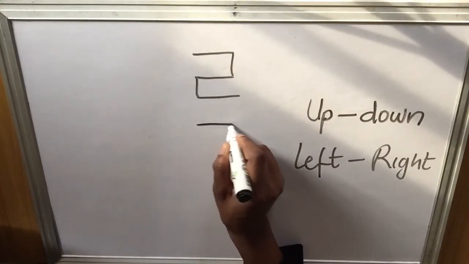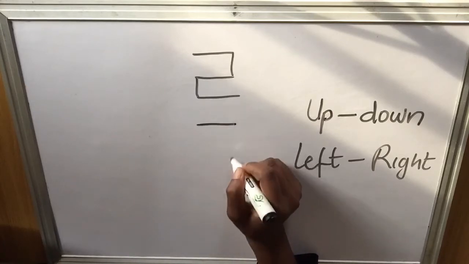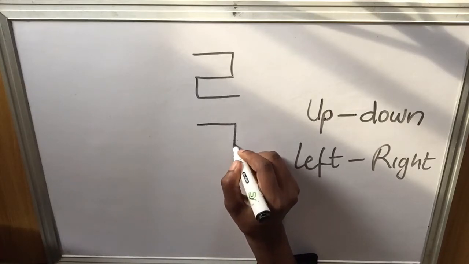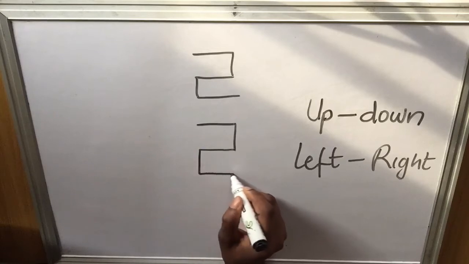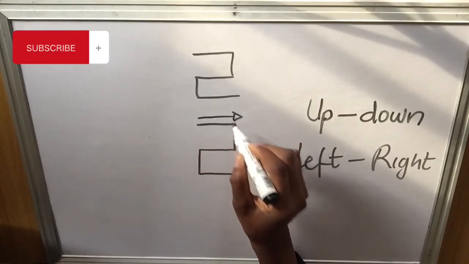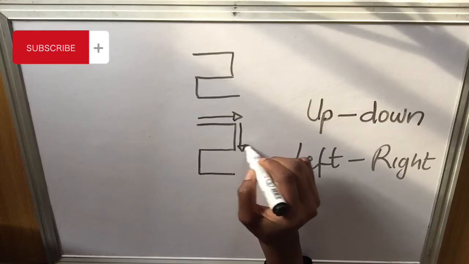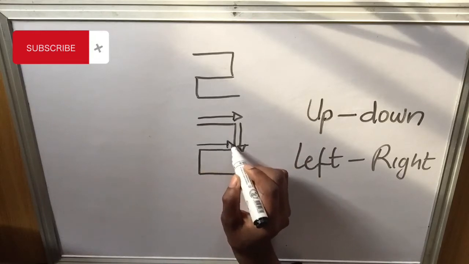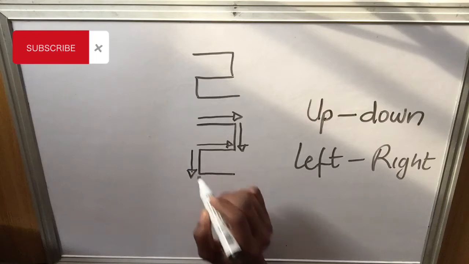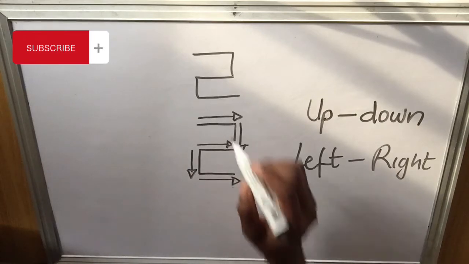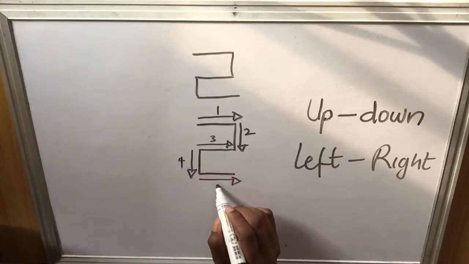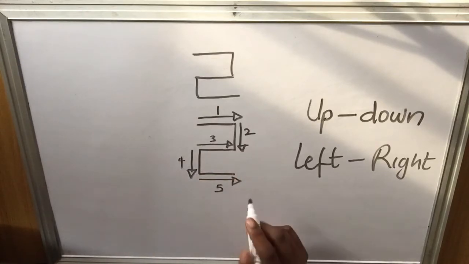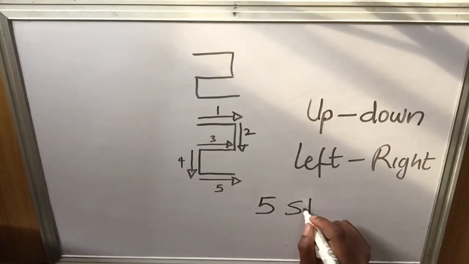So we're going to go left to right. The next line goes from up to down, then left to right again, up to down, then left to right. We went like this, then like this, then like this. That's 1, 2, 3, 4, and 5. 5 strokes.